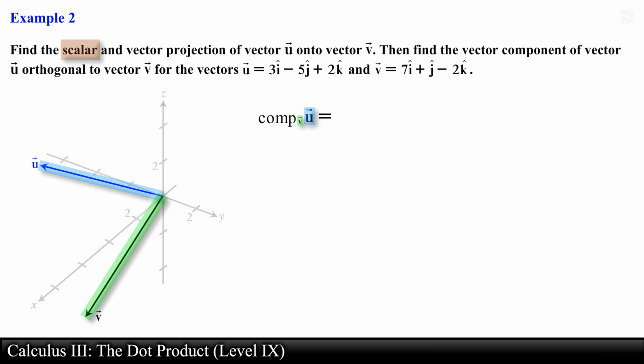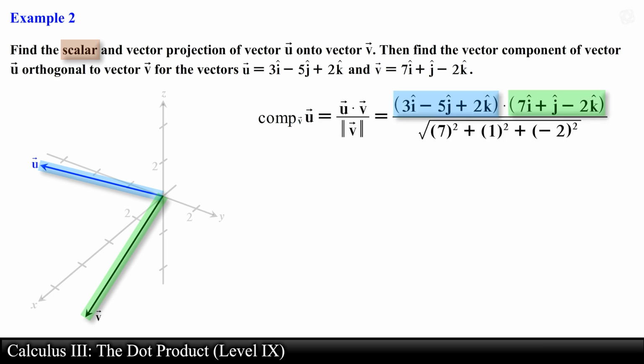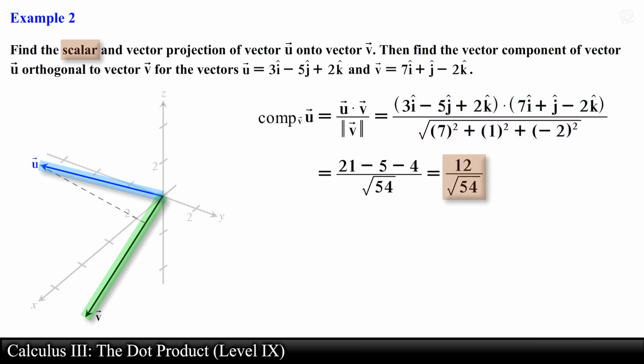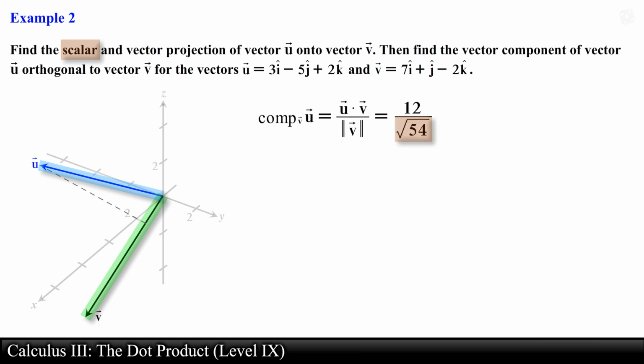We first need to find the scalar projection of vector u onto vector v. So we go ahead and dot vector u and vector v, and divide this value by the magnitude of vector v. Remember, we are finding the scalar projection along vector v, and not the other way around. Evaluating the dot product and simplifying, we obtain the following value. Let's keep the radical in the denominator, since it will simplify nicely when we find the vector projection.